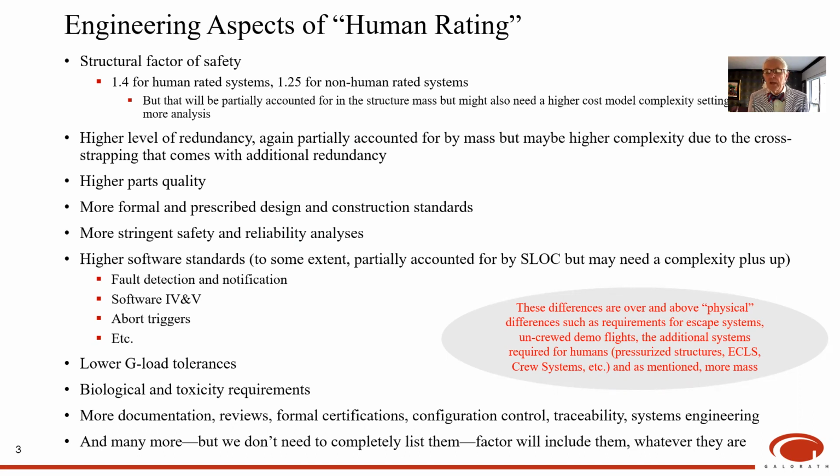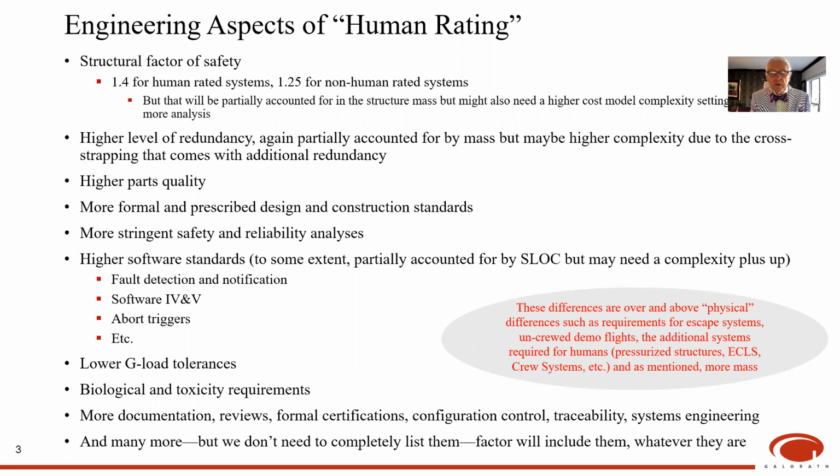Now, let's take a look at that red font in the oval on the chart. The differences that I'm talking about here are over and above the physical differences, such as probably the requirements for an escape system for a human rated system, maybe the requirement for some early on uncrewed demonstration flights, and certainly the additional systems required for humans, pressurized structures, environmental control and life support, crew systems, and so forth. All those are going to be required, and they will have to be in the design that you're estimating.